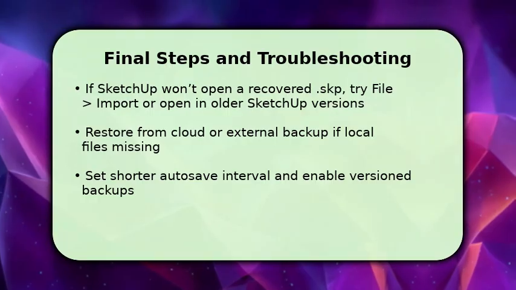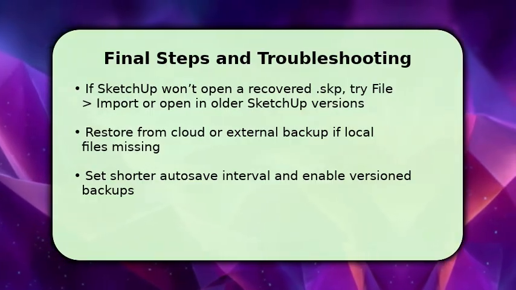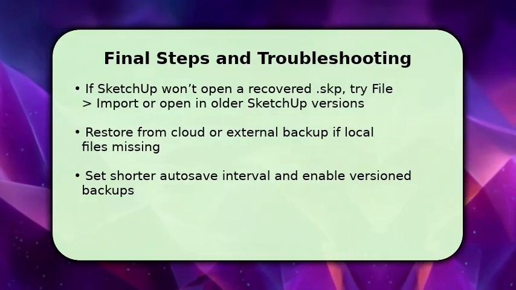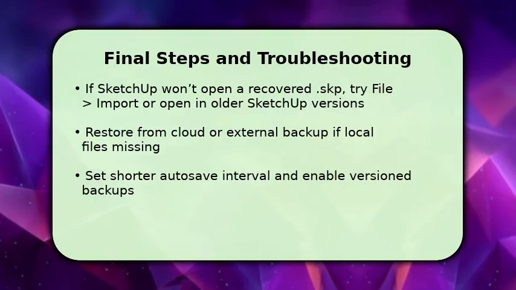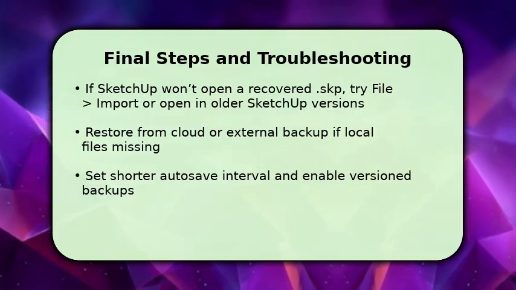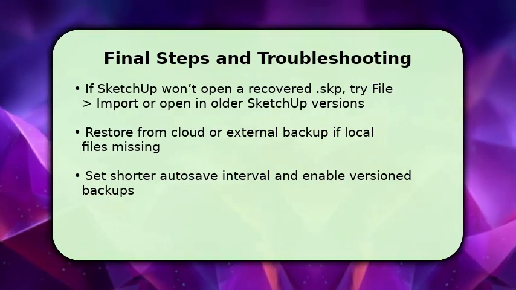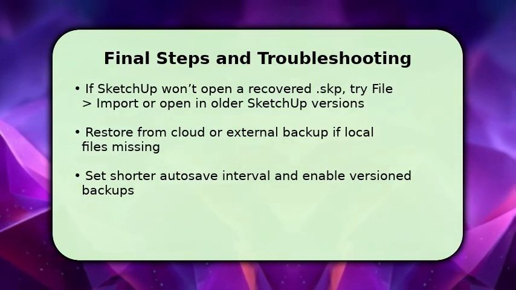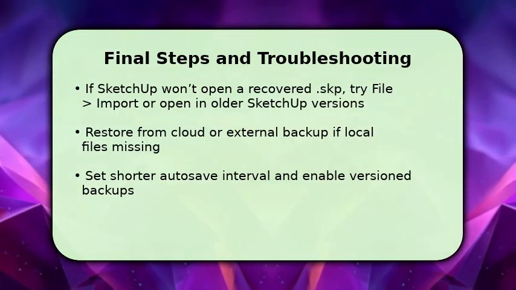If backups are missing, check Cloud Sync or external drives next. As a preventive measure, reduce autosave intervals, keep version backups, and periodically export important projects. If things still go wrong, stop editing the folder and copy backups elsewhere before further attempts.